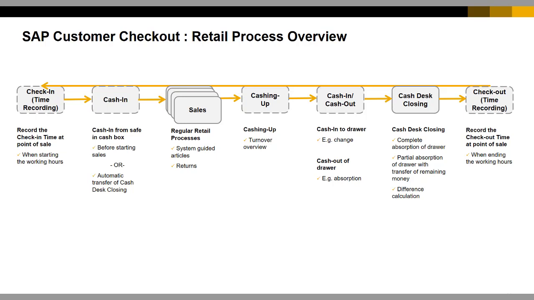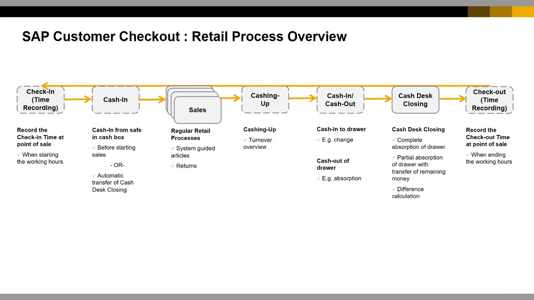After that, he continuously will keep on making sales, sales and sales. In between, he might go to the cashing up screen and see the balances so that he knows how much money he has in the box for different kinds of currencies. In between, he might withdraw some money from the box to pay for some stationery or petrol or electricity bill.